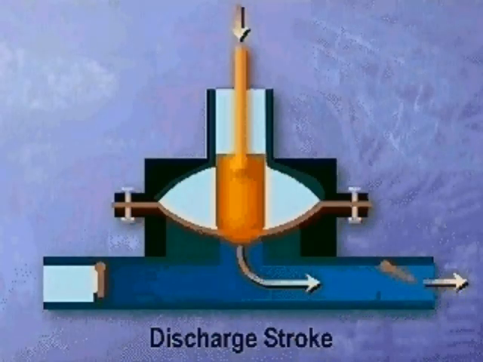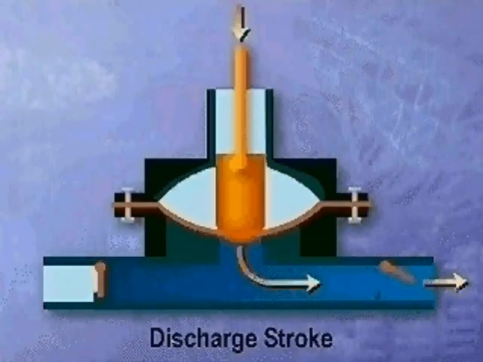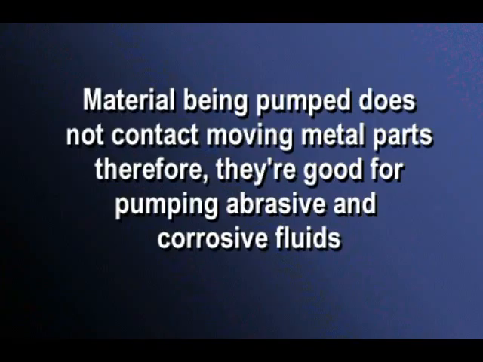When the diaphragm moves in the other direction, the check valves ensure that liquid is forced out of the pump. This is the discharge cycle of the pump. Actually, the diaphragm provides the diaphragm pump with an advantage over the plunger pump. In the diaphragm pump, the material being pumped does not come into contact with moving metal parts. This can be important when pumping abrasive or corrosive materials.